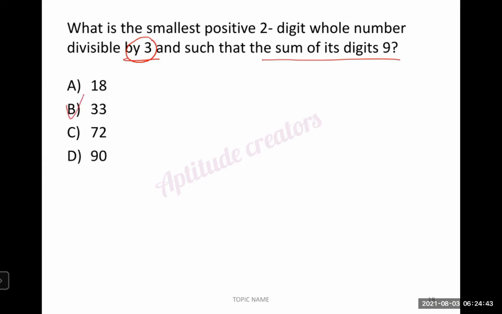Here the sum of the digits is not 9 in some cases, and here the sum of the digits is 9. Okay, divisible by 3 also. Yes, this number is divisible by 3, right? Now the smallest number he is asking, the smallest positive number. Can I say the answer is option A, that is 18.